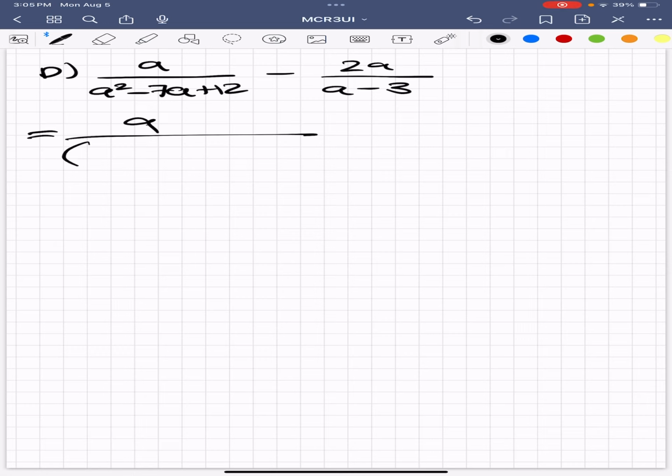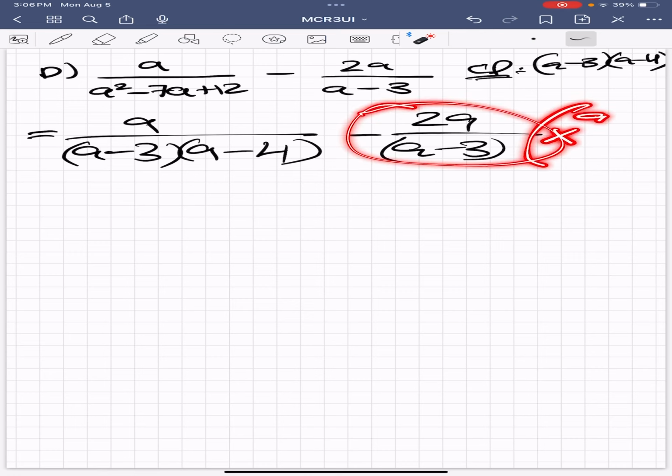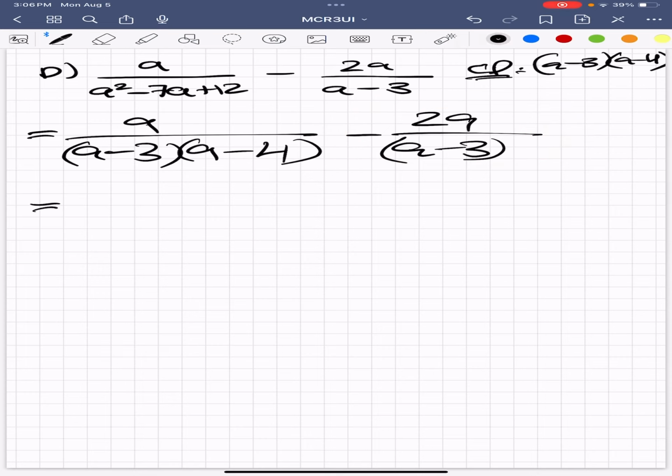Again, we have a trinomial. So we have a common denominator of a - 3 and a - 4. So we're going to multiply this piece by (a - 4) over (a - 4). And what you do to the bottom, you do to the top.